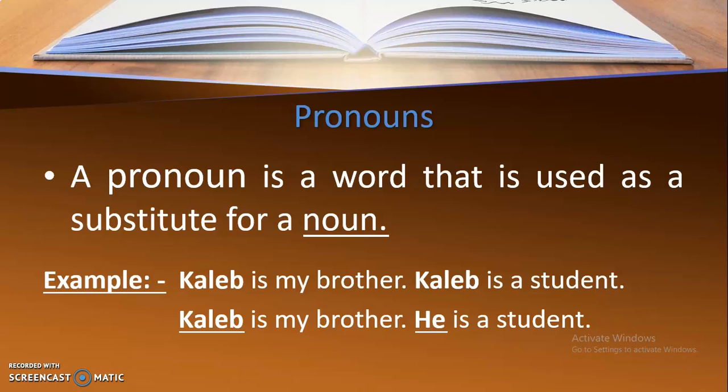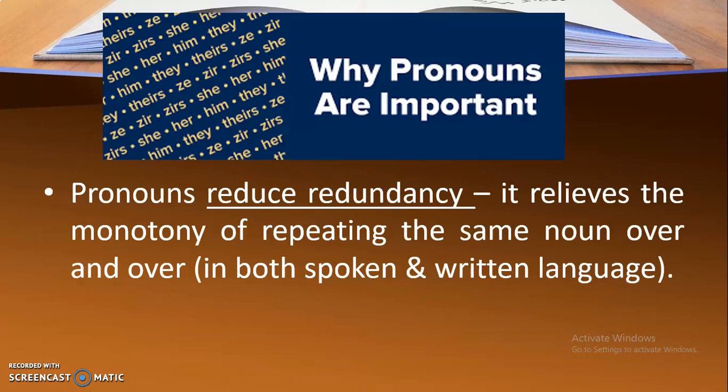A pronoun is a word that is used as a substitute for a noun. So rather than repeating nouns, we use pronouns in the place of nouns. From the example you can see, Caleb is my brother. Caleb is a student. Rather than repeating the noun, we have used he because it refers to a male person, as you can see from the example.